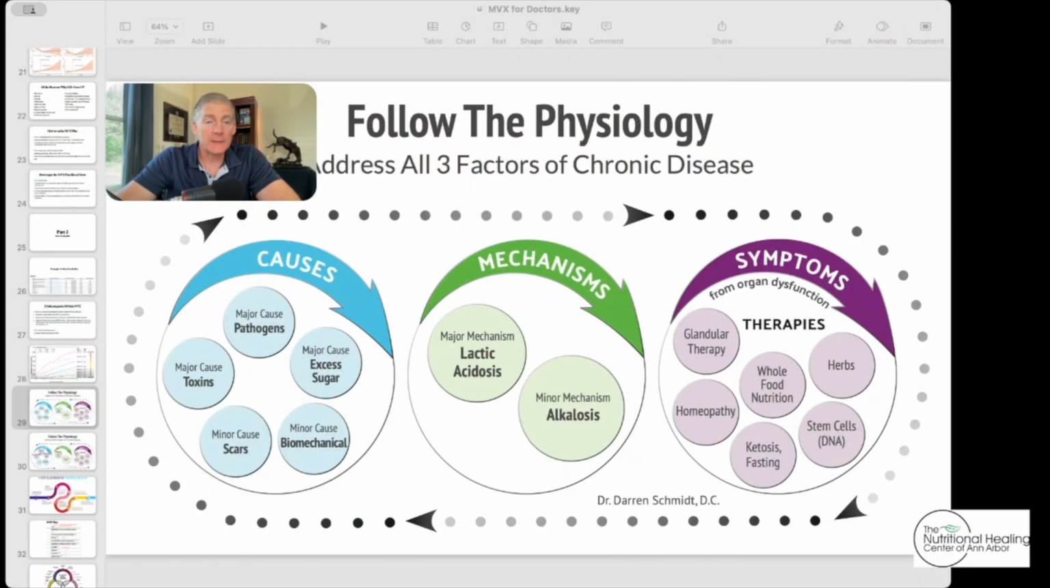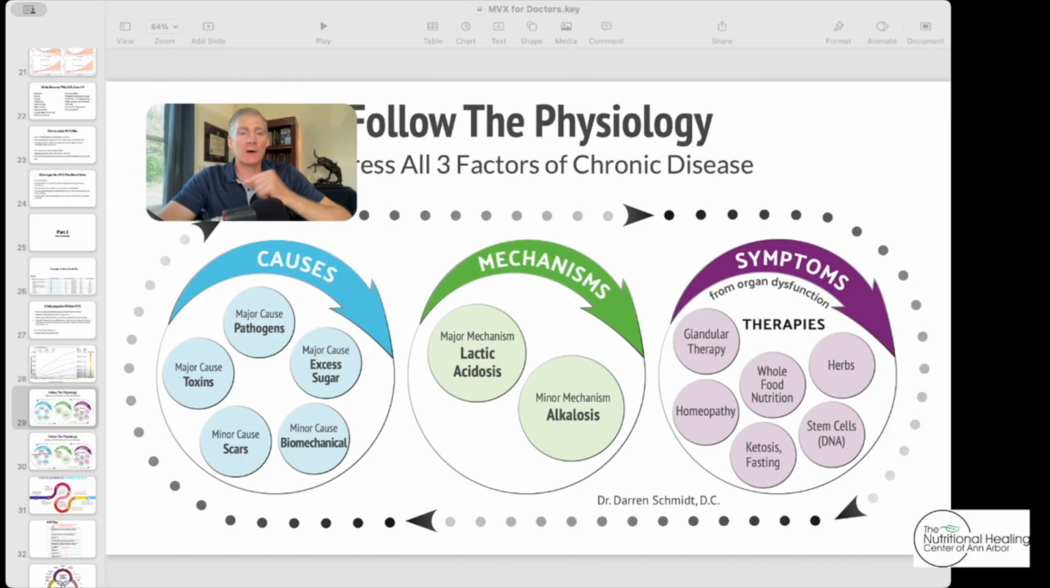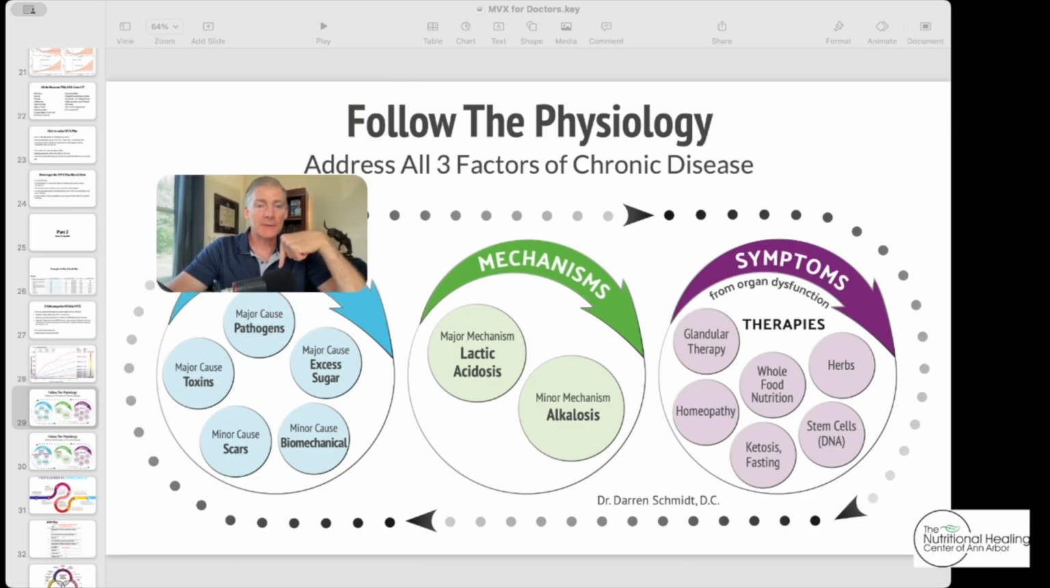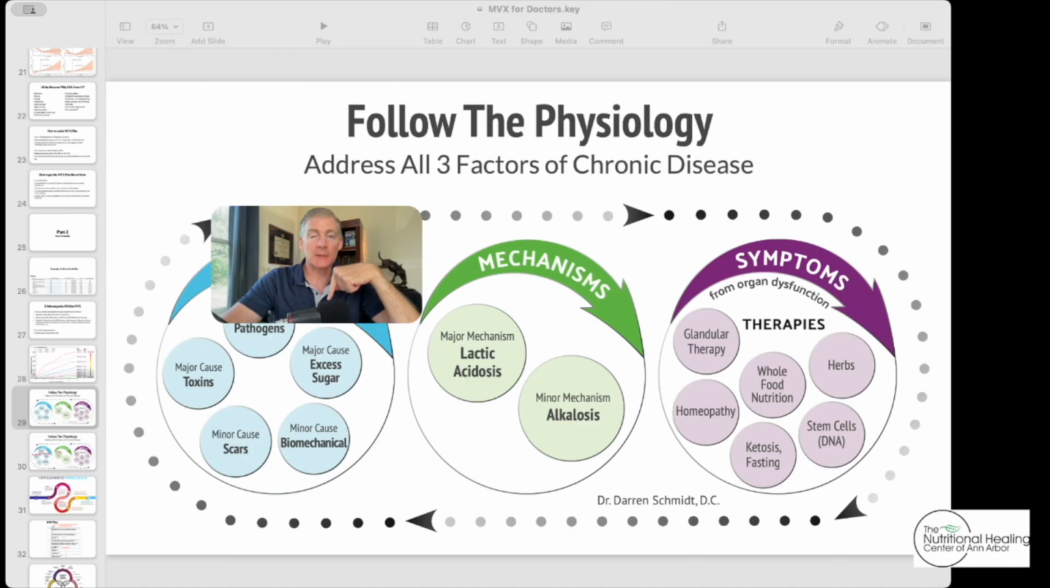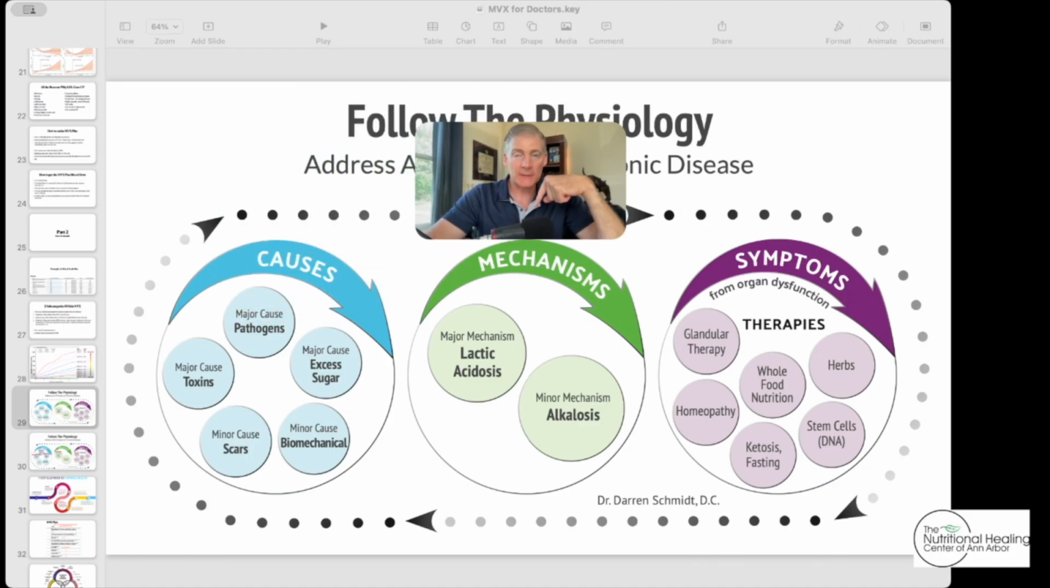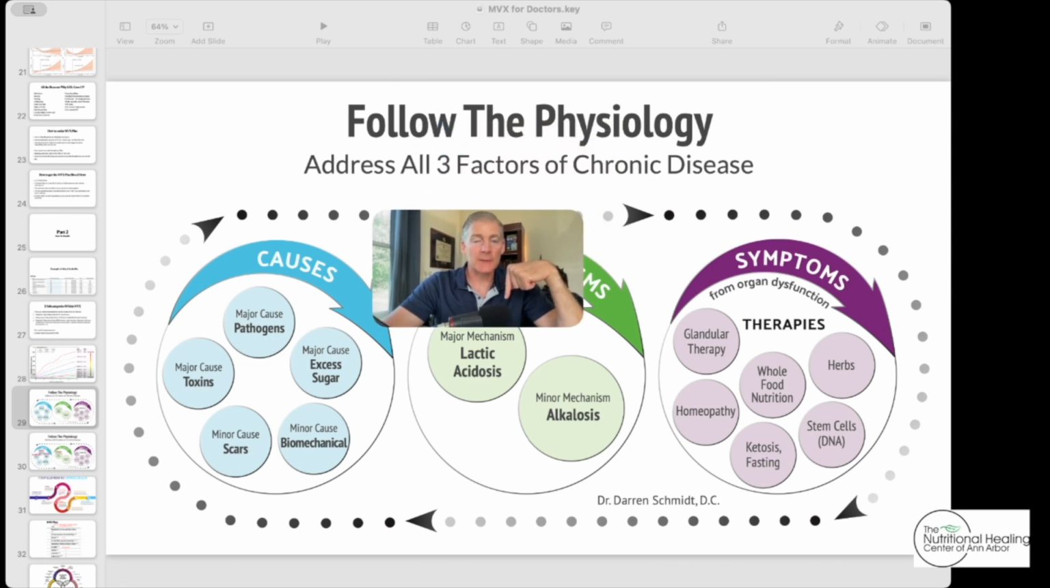And the founders of medicine at the time said, in order to treat chronic disease, you have to do three things. Number one, fix the cause right here. And there's three main causes. There's toxins, there's pathogens, and there's excess sugar consumption. They also said you got to fix the mechanism of chronic disease. And the main one is called lactic acidosis, right there below me.